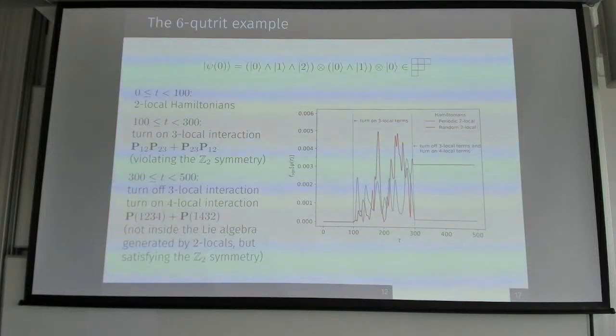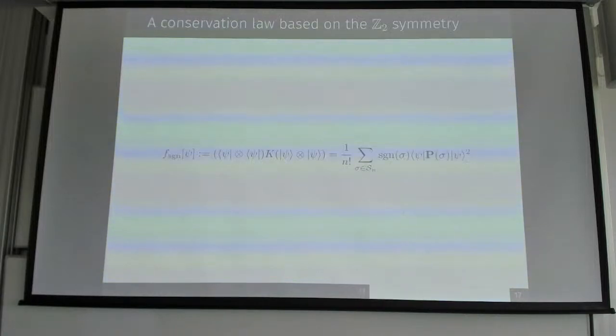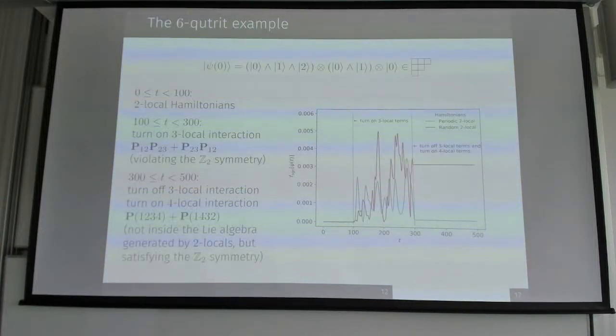Sorry, I didn't get the y-axis. Oh, the y-axis is the conserved quantity I. See, this is what you. Yeah, this is a conserved quantity I. Yeah. Yeah, thanks for clarification.